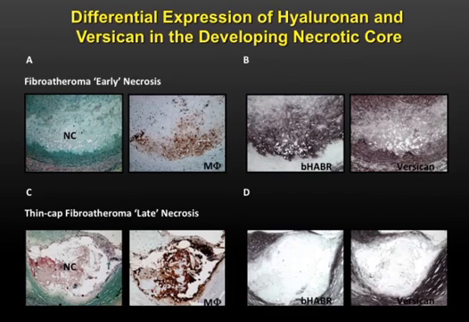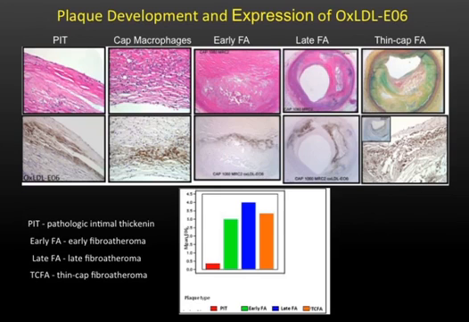We also know, if you look at the matrix, that hyaluronan and versican are expressed in that early fibroatheroma, which is when the macrophages are coming and digesting this hyaluronan and versican. And if you look at late necrotic core, these two matrices are no longer present, and there is no matrix in the area of the necrotic core.